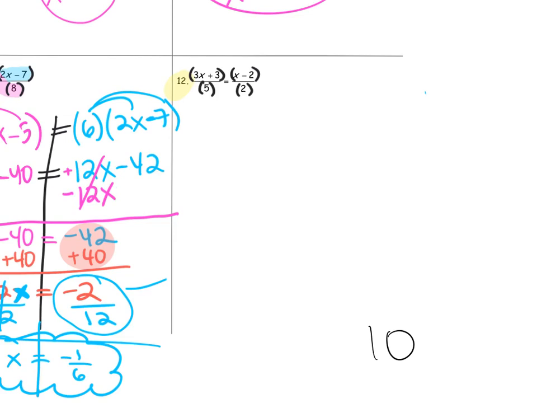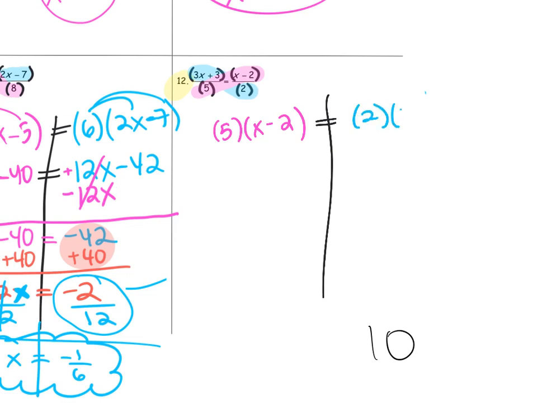So now we're on page 10 still. And again, I've got my parentheses. So let's identify what's being multiplied because we're cross-multiplying. We have two fractions. All right. We have 5 times x minus 2 equals, draw that line down the middle, 2 times 3x plus 3.